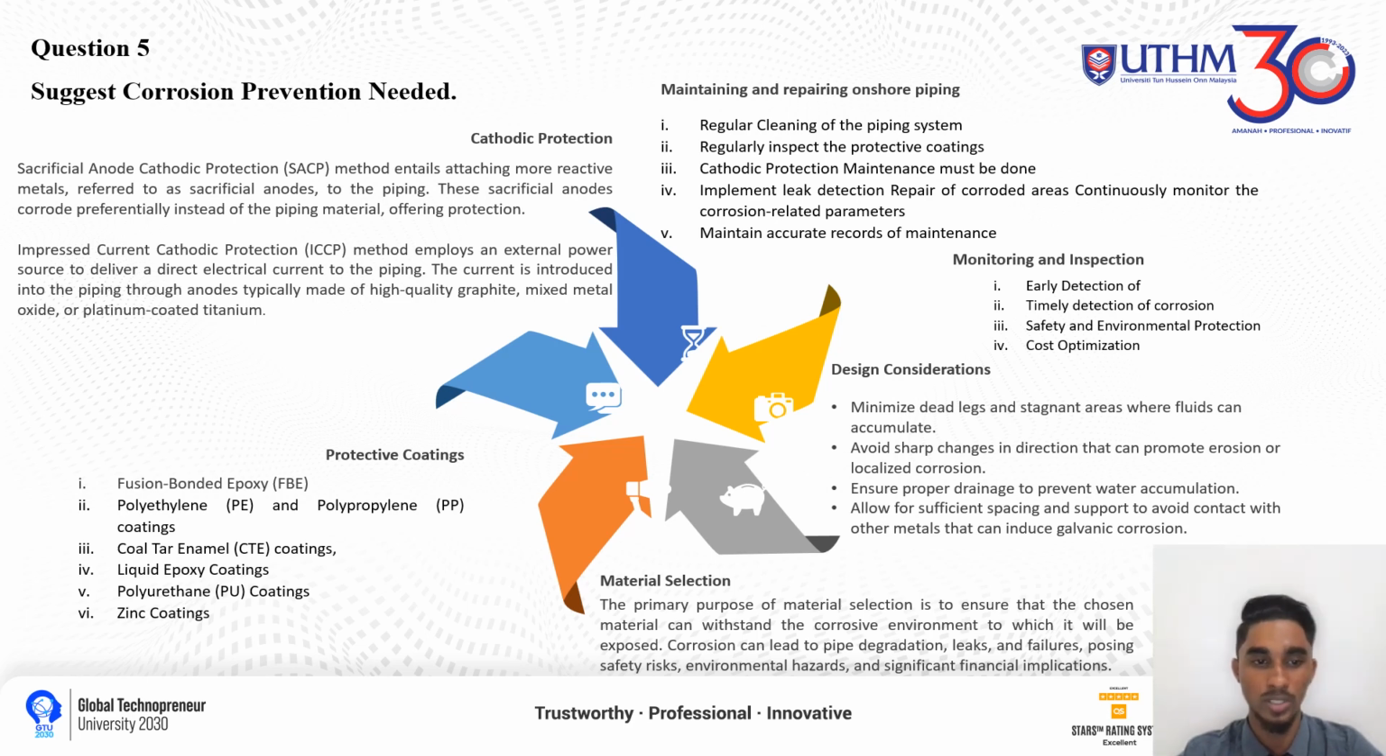induce galvanic corrosion. So the fifth suggestion is monitoring and inspection, which plays a crucial role in maintaining the integrity and reliability of the piping system. The first is early detection of corrosion, where regular monitoring and inspection allow for the early detection of corrosion related issues. By implementing a systematic monitoring program, potential corrosion problems can be identified in their early stages before they escalate to major issues. The second is that timely detection of corrosion allows proactive maintenance and preventive measures to be taken.